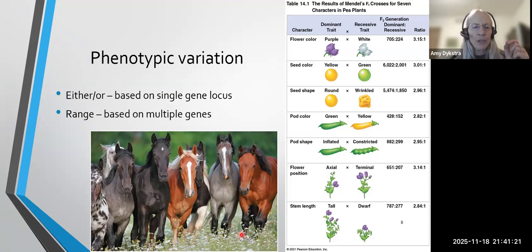So you can see with these horses, there's not just black horses and white horses. There are all different shades of horses, and some of them have stripes on their noses, some of them have stars on their foreheads, some of them don't have any coloration on their heads, some of them have stockings that are different color than the rest of them. So lots of different variation in horse hair color, and this is based on multiple genes.